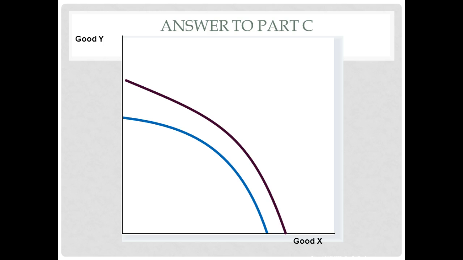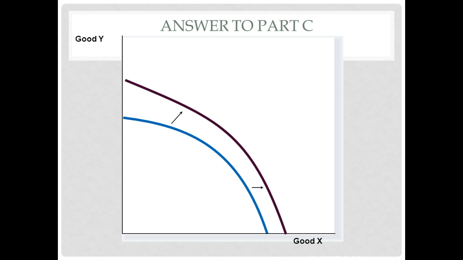So here is our PPF. I've got good X and good Y on the alternate axes. It would not matter which axes you put it on. And then what you can see here is we've had a second line drawn in that shows an expansion of economic growth. We assume here that the blue was our initial line and that the red is our new production possibilities curve. We've pushed outward because our economic growth has occurred. You may wish to include some arrows just to illustrate that that's what's happened in your answer. Okay, that's 2005B number 2.